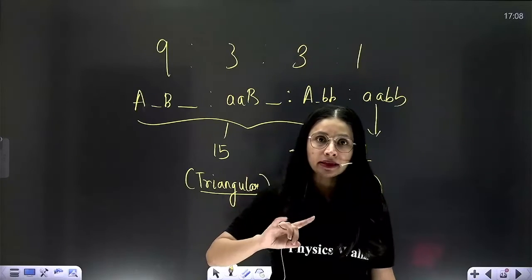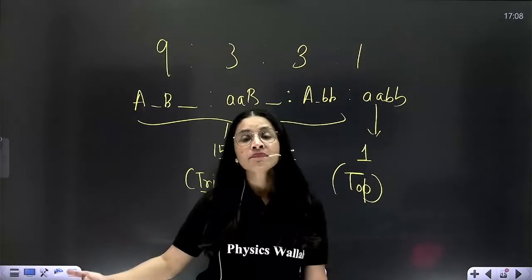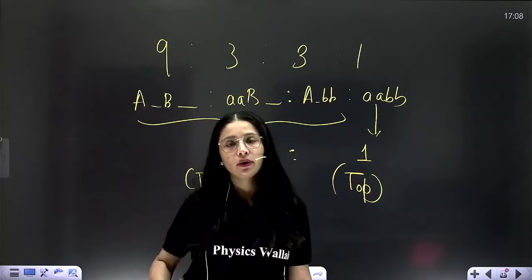In complementary, the ratio becomes 9:7. In duplicate, the ratio becomes 15:1. Right? Yes or no? Okay.